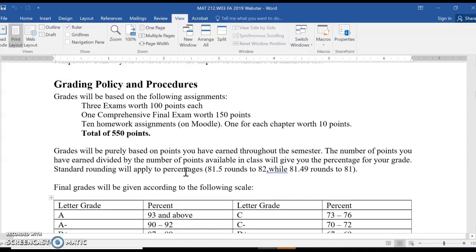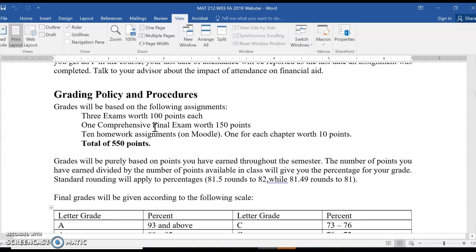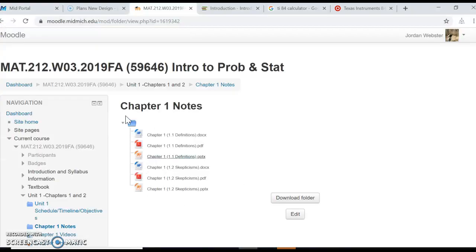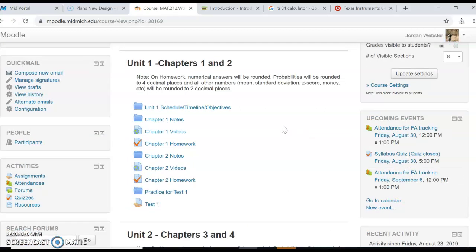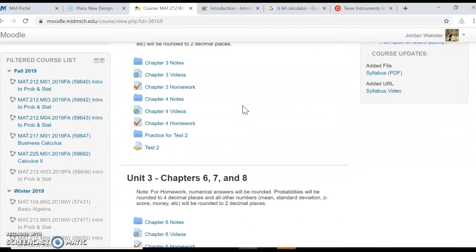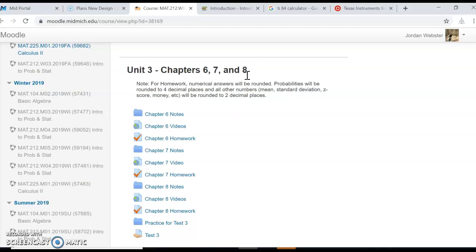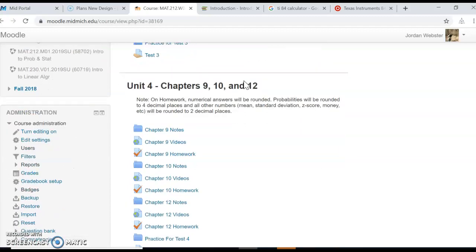So I will say these 4 exams cover the units of the course. And if you notice, that's how Moodle is broken up. My Moodle shells are broken up into topics. Unit 1 covers chapters 1 and 2. Unit 2 covers 3 and 4. Unit 3 covers 6, 7, and 8. And Unit 4 covers 9, 10, and 12.